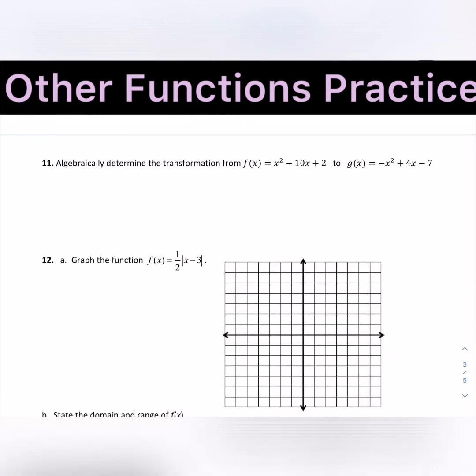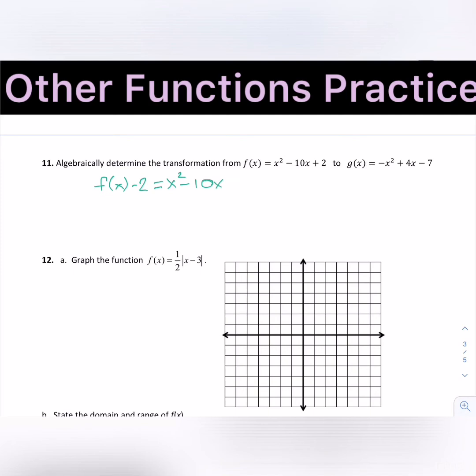All right, so number 11, algebraically determine. Oh, that word algebraically, that's going to get us. So here we go. What I want to do is complete the square on both of these functions. So I'll start with the first one, x squared minus 10x plus 2. So I'm going to do it a different way. I'm going to move the 2 over first. Some people like to move it to the other side. And then I'm going to complete the square on the right side. So I have minus 10x here.